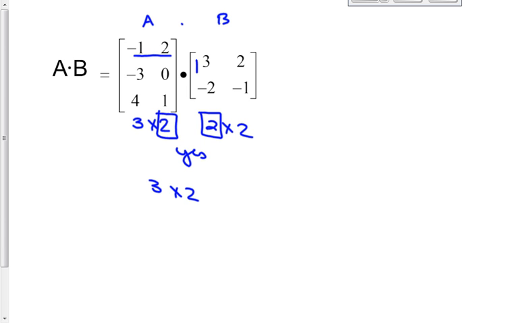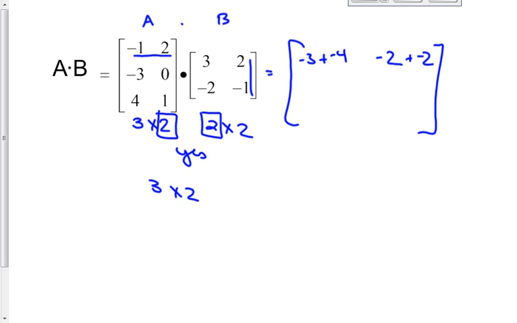First row, first column. Negative 1 times 3 plus, slide over, slide down, 2 times negative 2, negative 4. Stay on the first row, but this time it'll be first row times the second column. Negative 1 times 2, 2 times negative 1. We are now done with the first row.